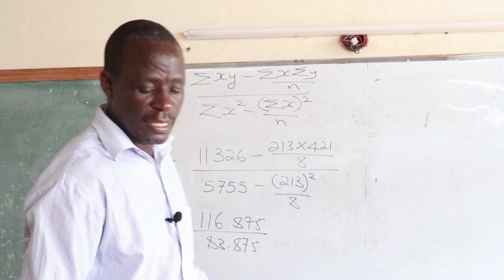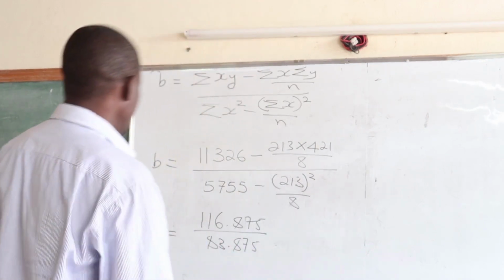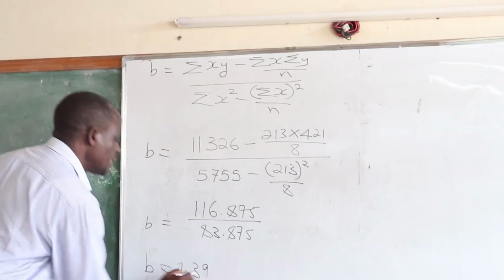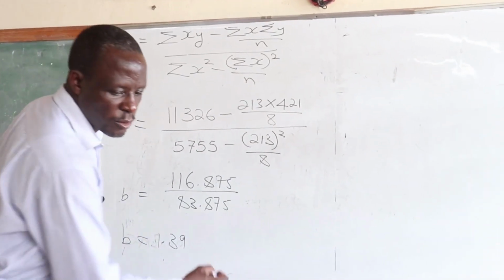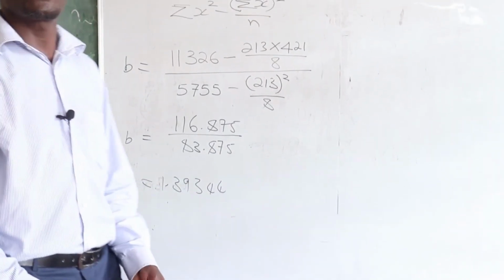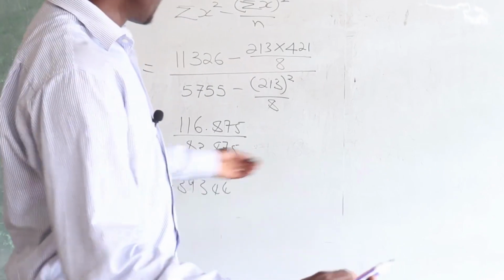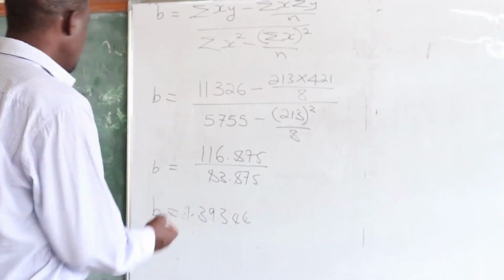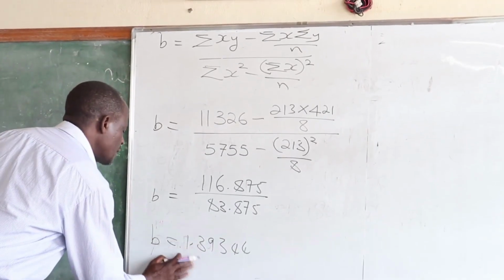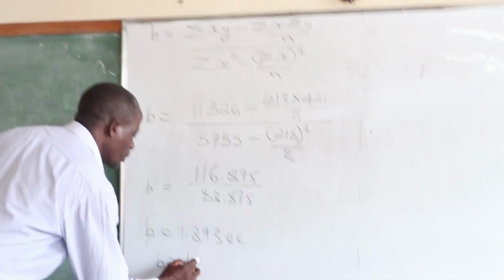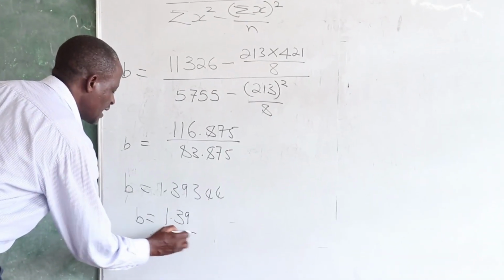Then when you divide this denominator into the numerator, it should be in a position to give us 1.39. With some other calculators, it could give us more values, like 1.3944 and the like. We can put this answer to 2 decimal places, so b is going to be equal to 1.39.